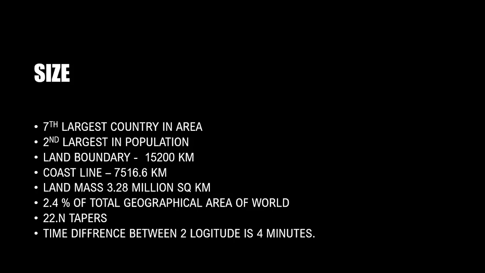Now about the time difference between the two longitudes. The time difference between any two longitudes is 4 minutes. This is a very important fact which you may be asked to use to make some calculations also. So if you have been told that the longitudinal difference between Arunachal Pradesh and Gujarat is 30 degrees, what is the time difference between the two? You should be able to calculate it. It is 30 into 4 minutes, which is 120 minutes, which is equal to 2 hours. That means technically there's a 2-hour time lag between Gujarat and Arunachal Pradesh.